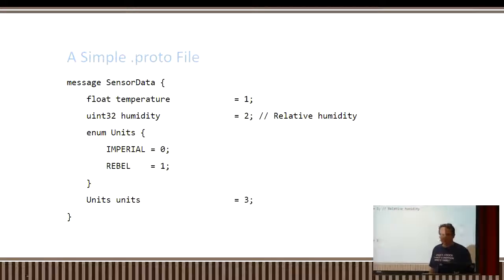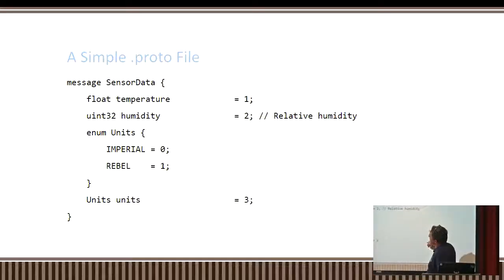So here's a simple proto file. As I said, it looks a lot like a C struct if you're familiar with that. There are some keywords, like message is a keyword. There are data types that I talked about before. There's the enum keyword. It's a pretty good example of what a very simple protobuf message might look like.